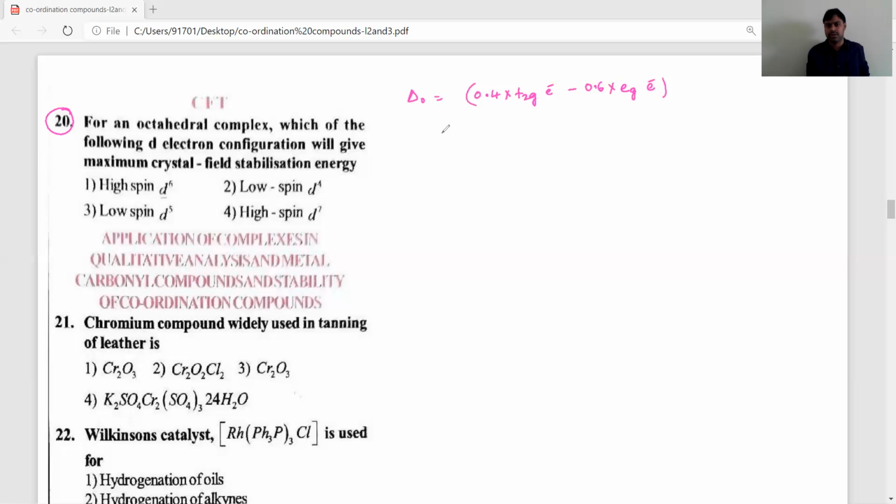What is the meaning of high spin and low spin, dear students? High spin means weak field ligands, which follow Hund's rule. And low spin means all electrons are paired, meaning strong field ligands, which do not follow Hund's rule. Okay, let's see the first one, D6 with high spin.